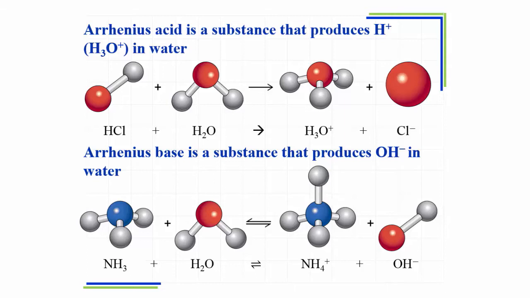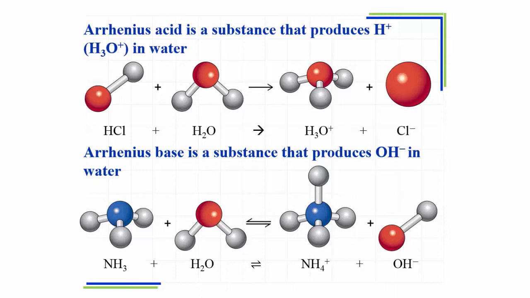When we look at an Arrhenius definition, it's a substance that produces H plus or H3O plus, and we'll talk about that in a minute, in water. So if I look at HCl in water, what I see is that H3O plus ions are produced. An Arrhenius base produces OH minus in water. For example, ammonia, NH3, reacting with water produces NH4 plus and OH minus. The caveat with the Arrhenius acid-base model is that it must be in water.